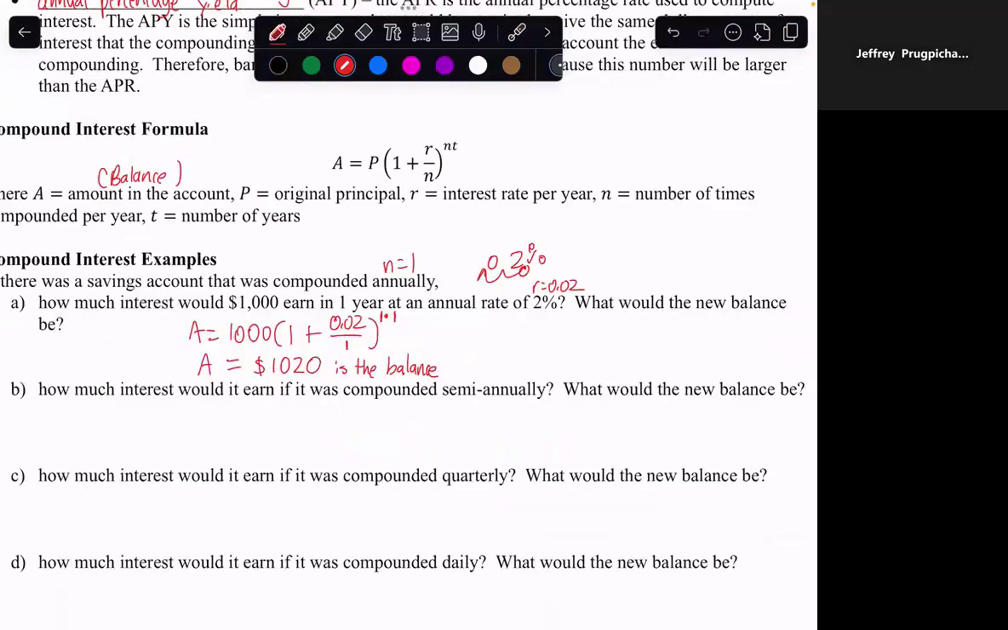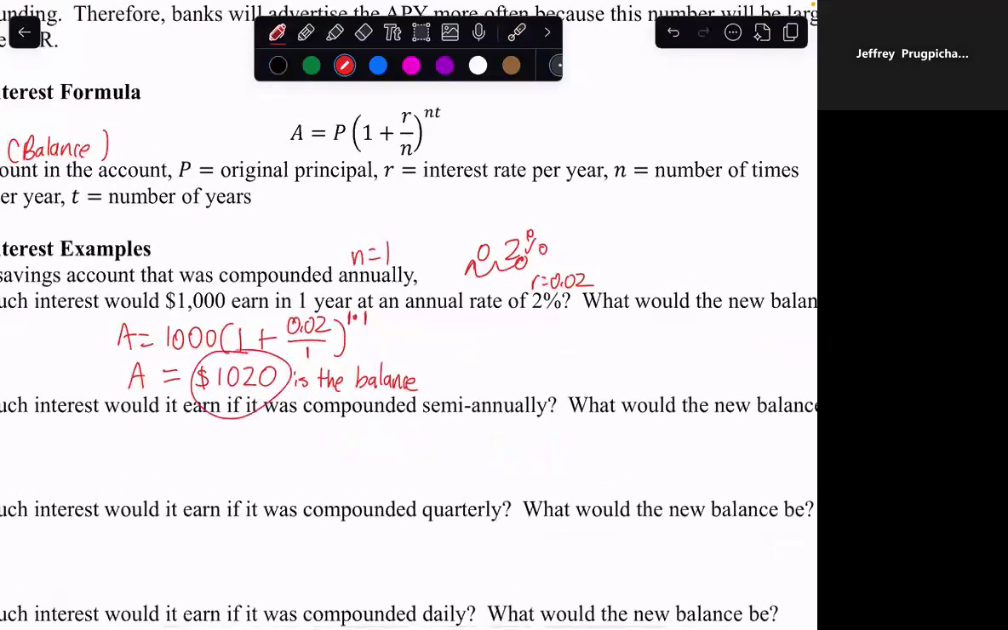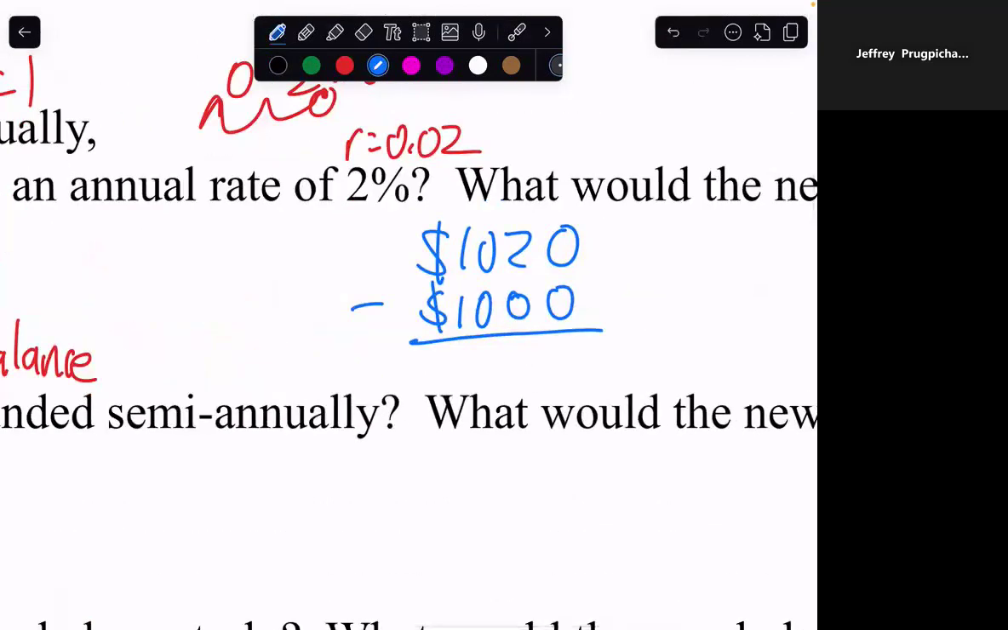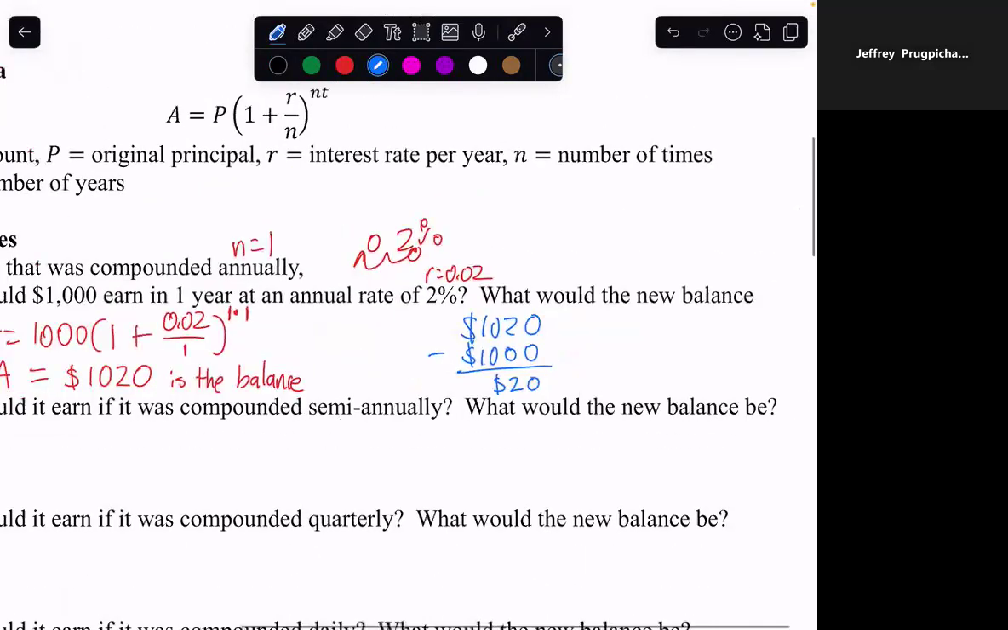Okay, the other question, how much interest was earned? The actual account is worth $1,020, but you already started with 1,000, right? So the interest is just the amount gained, the extra. So if you subtract, you see that you gained $20 of interest.